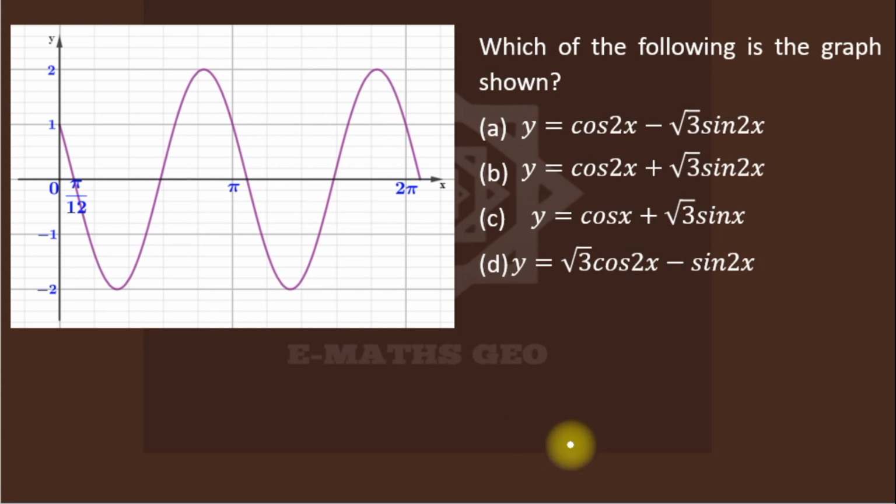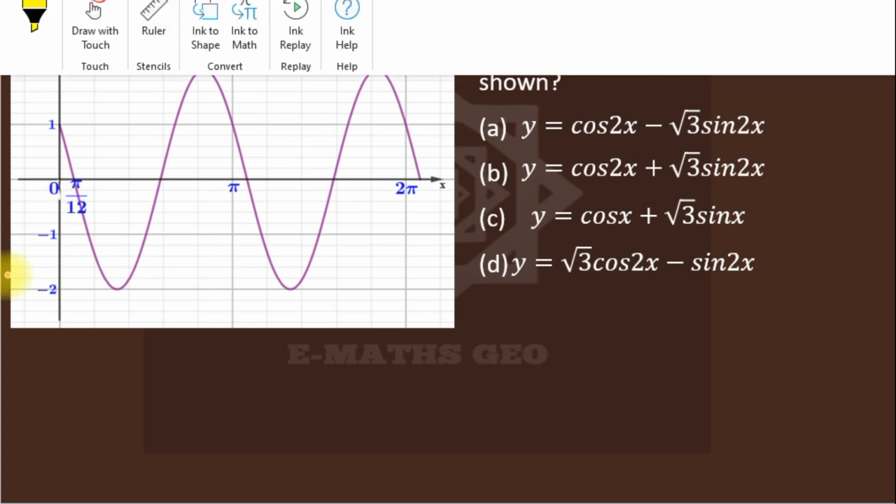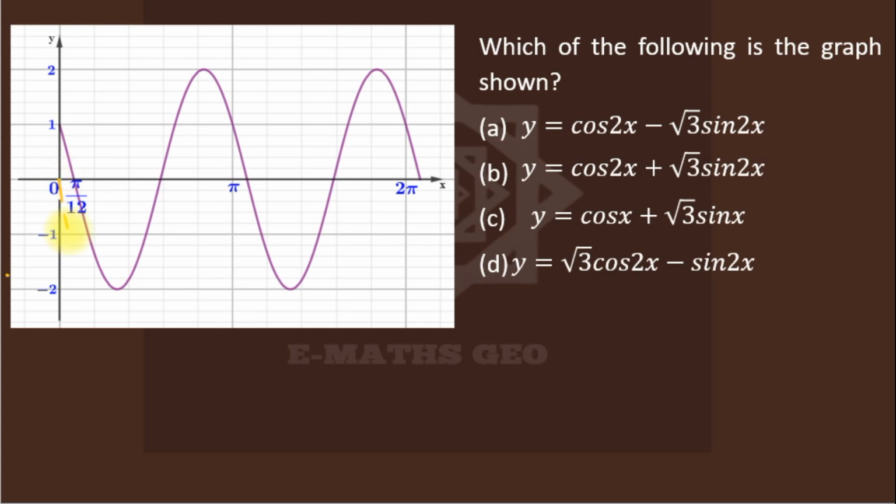So let's look at this question. Okay, we are given this and we're asked to find the graph that is given. This question requires two theorems or formulas. First of all, looking at this, it is a sine graph. As you can see from what I just explained, assuming we started from the origin, it will go like this.